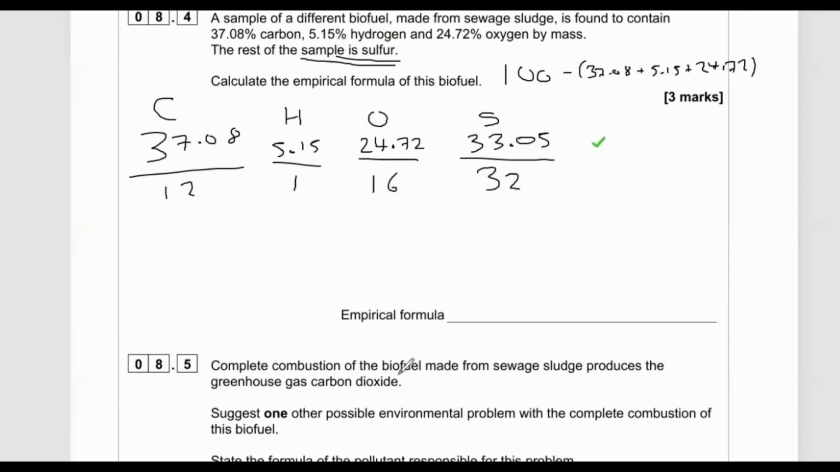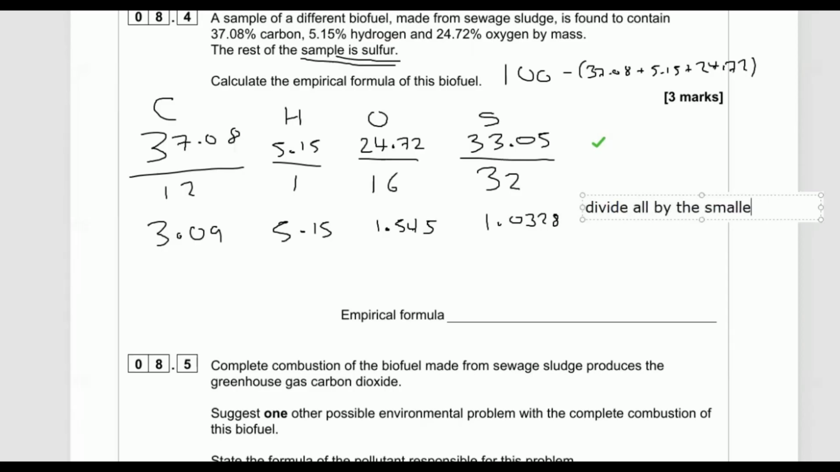And we're going to get 3.09, 5.15, 1.545, and 1.0328, something along those lines. So now I want to divide all by the smallest. So we want to ratio them.